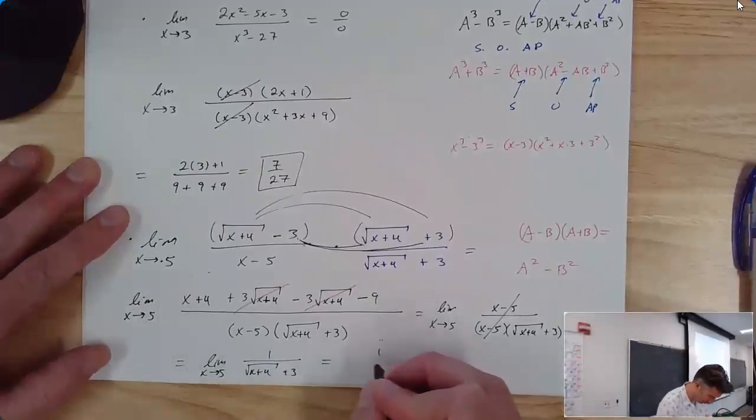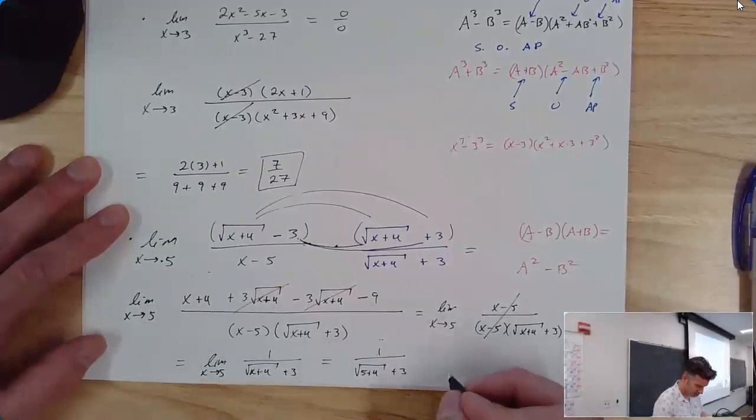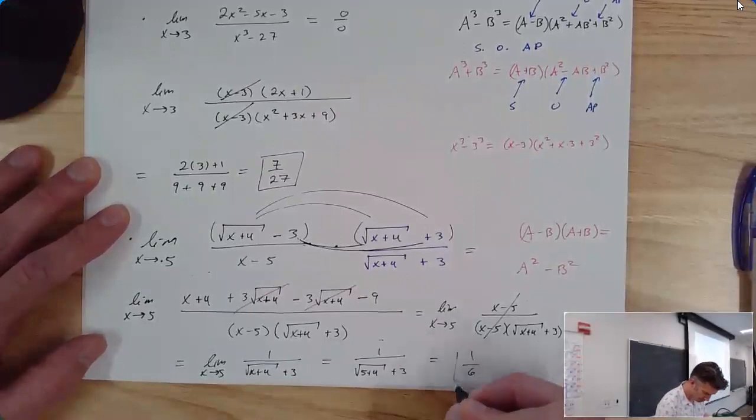I don't write the limit anymore. And 1 over the square root of 5 plus 4 plus 3, which is 1 over 3 plus 3, which is 1 over 6.